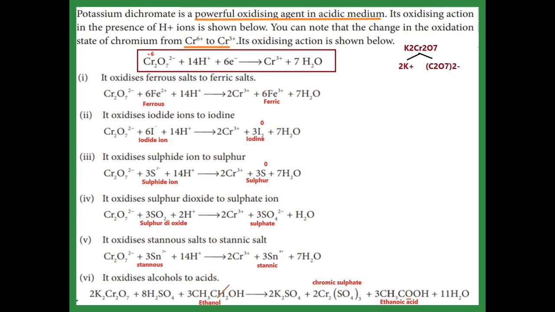The next one, potassium dichromate and sulfuric acid when reacted with ethyl alcohol or ethanol, we get the products potassium sulfate, chromic sulfate, along with 11 moles of water and ethanoic acid. Now see that in ethyl alcohol I strike out one hydrogen, H2, and instead of that hydrogen one more oxygen is added. So the removal of hydrogen and addition of oxygen is what we call oxidation. So ethyl alcohol here is oxidized to ethanoic acid with the help of acidified potassium dichromate.